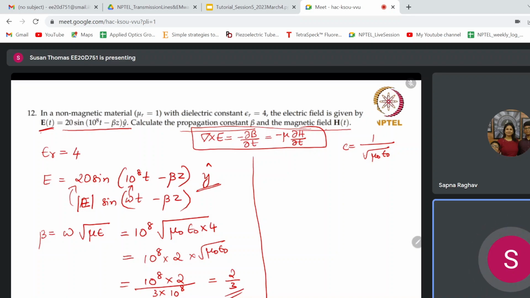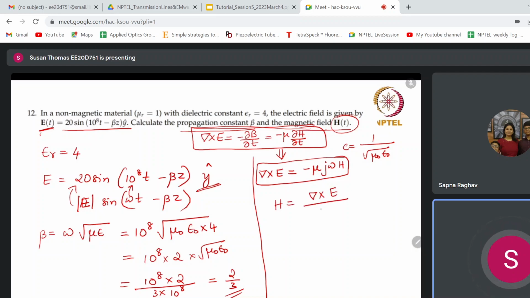I would like to also introduce the frequency domain form. How do we write it in frequency domain form? Del cross E is minus mu, and whenever there is a dou by dou T, the rule is to replace it by j omega. So minus j omega mu H. That is the frequency domain equation. Now, what do we need to calculate? We need to calculate H. Do we know E? Yes, we know E. So H is equal to del cross E divided by minus j omega mu. We know how to calculate del cross E.